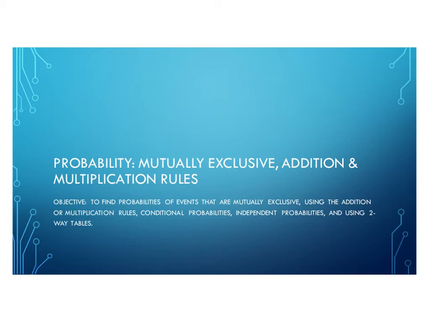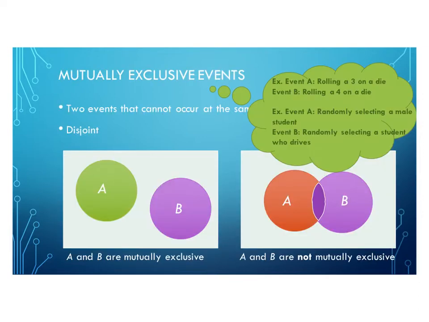Today you will be finding probabilities of events that are mutually exclusive using addition or multiplication rules, conditional probabilities, independent probabilities, and using two-way tables. Mutually exclusive. We say two events are mutually exclusive if they do not occur at the same time. This is also known as disjoint events.